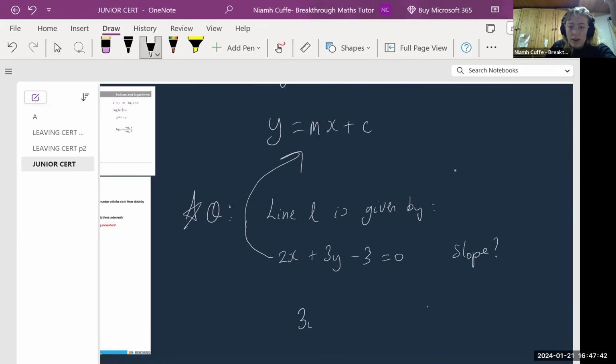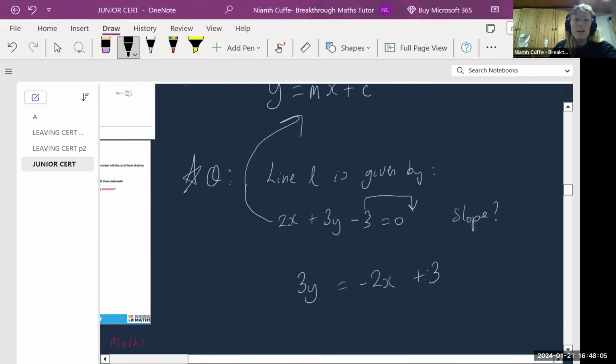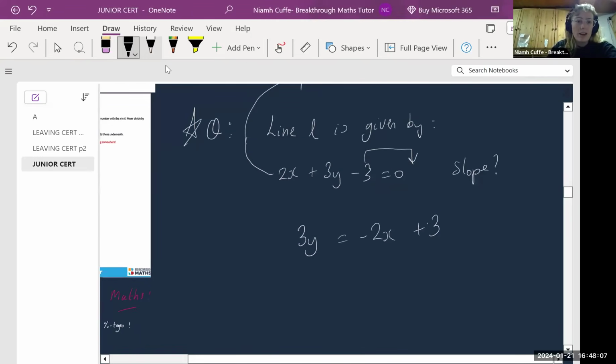I'm going to leave 3y here, and I'm going to bring everything over to the other side of the equation. It's going to be equal to 2x becomes minus 2x. I'm going to bring my minus 3 over, and it becomes plus 3. Now we're getting closer to this y equals mx plus c thing, but we've got a 3 in front of this y. I don't want that 3 there. That's not what we want. How are we going to get rid of this 3? What do you reckon?